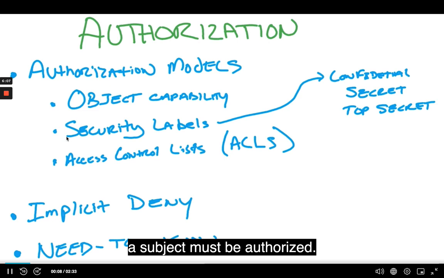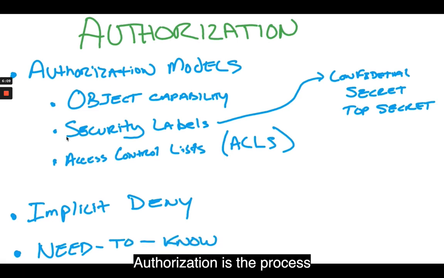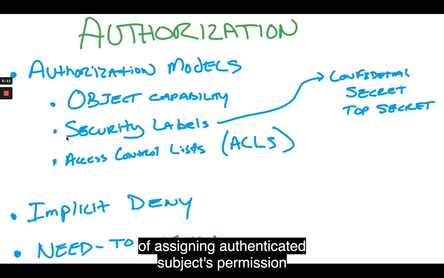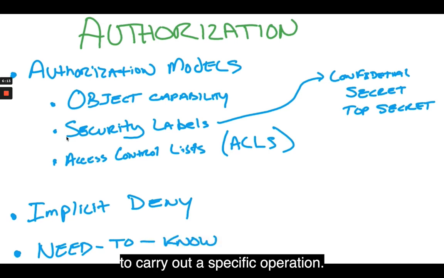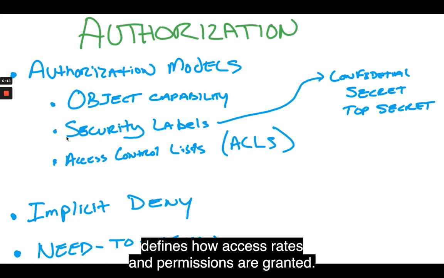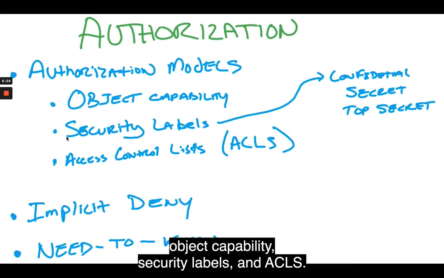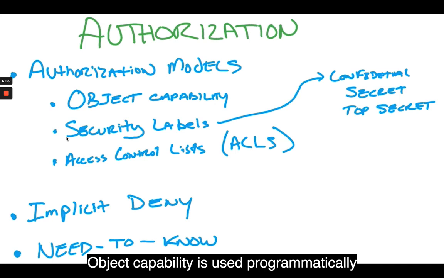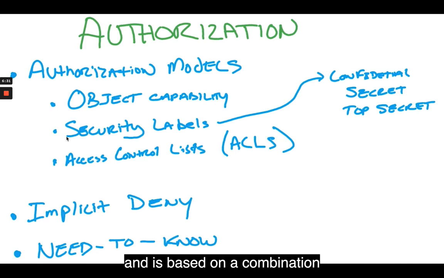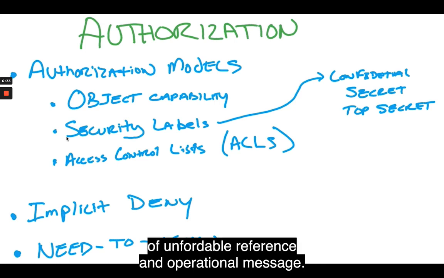Subjects must be authorized. Authorization is the process of assigning authenticated subjects permission to carry out a specific operation. The authorization model defines how access rights and permissions are granted. The three primary authorization models are object capability, security labels, and ACLs. Object capability is used programmatically and is based on a combination of unforgeable reference and an operational message.